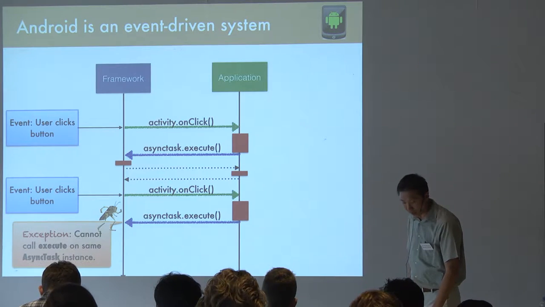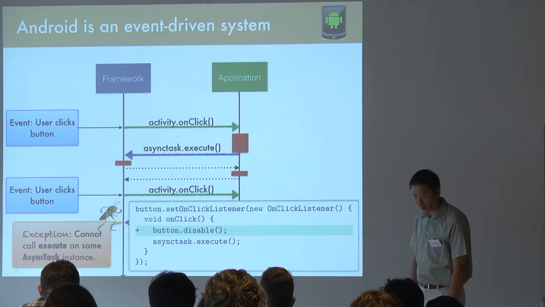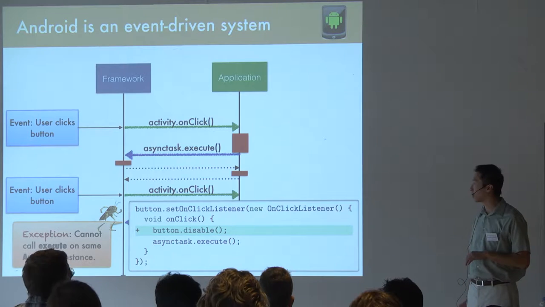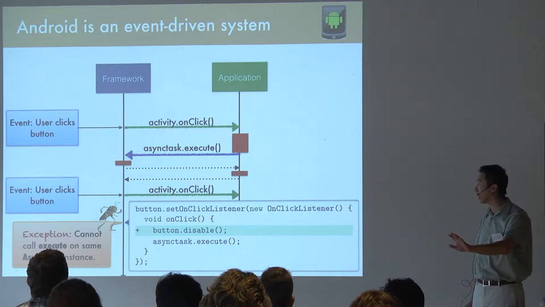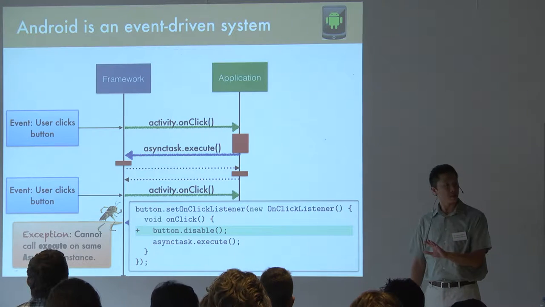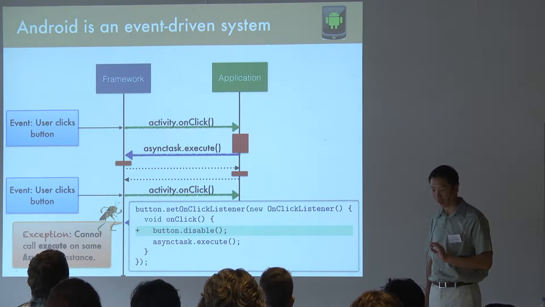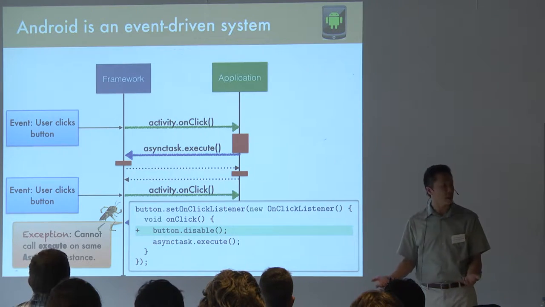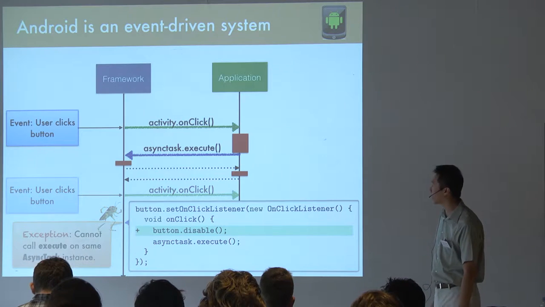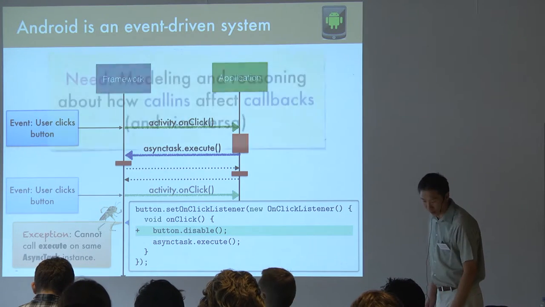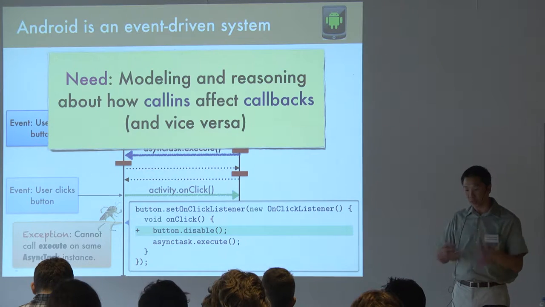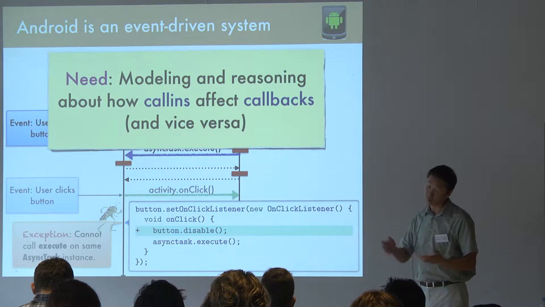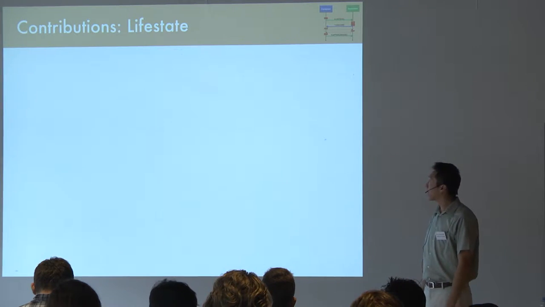And what might be the fix for this? Well, here's probably the most elegant fix: when the user clicks and you launch this background task, you actually disable the button, so that the user can't click it anymore. So you have another interaction where the click is not always possible, only if the button is enabled. So there's a need here to model and reason about how call-ins affect callbacks and vice versa, and it's a mess, right?